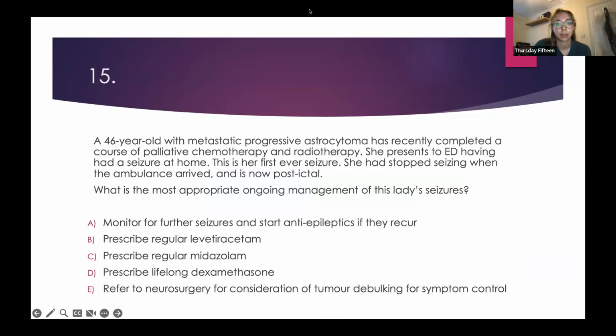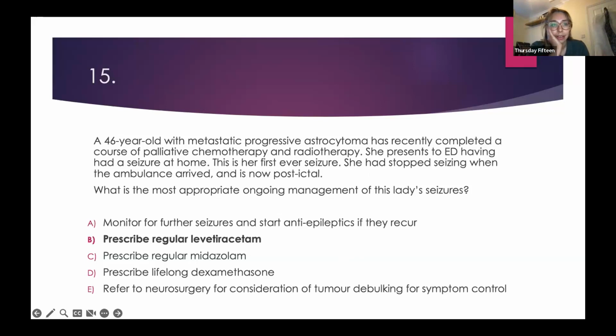Okay, last one. We can do this. So this question was about a lady, what have I done? A lady with a brain tumour who has just completed a course of palliative chemo, and she's come in with a seizure at home. What's the best thing to do first? Okay, it's quite hard. We're all very mixed. A couple of you've gone for A, a couple of you've gone for D. So the right answer here is actually B.